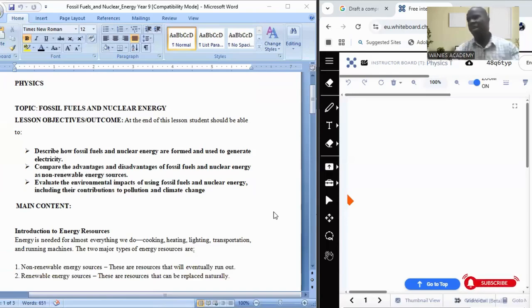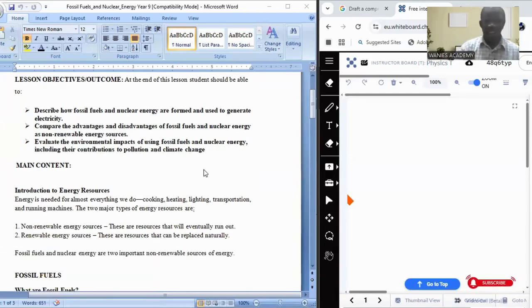So now let's quickly delve into the lesson. The first thing is, what is energy? We have been defining energy in various concepts. Today, what is energy? Energy is the ability to do work.